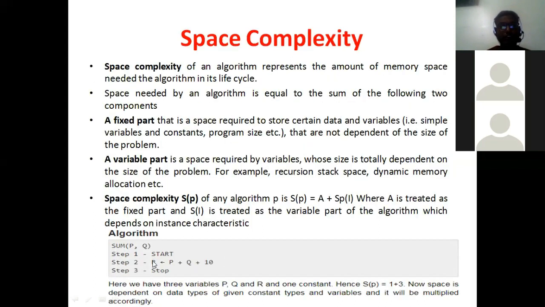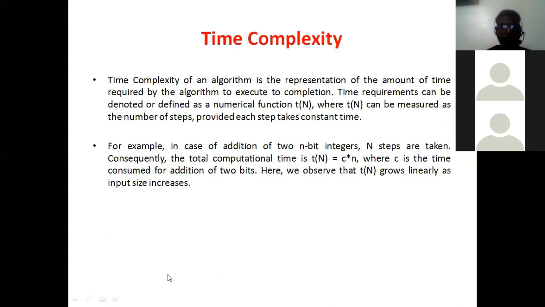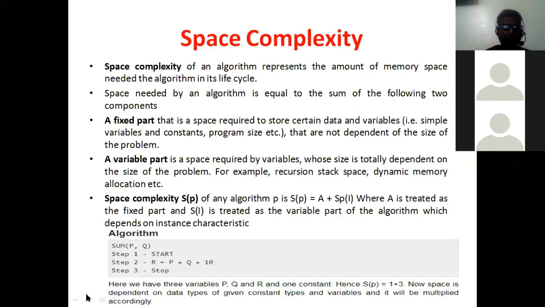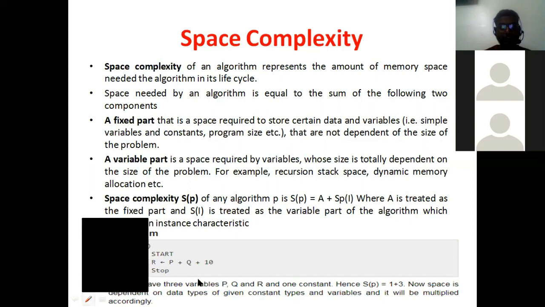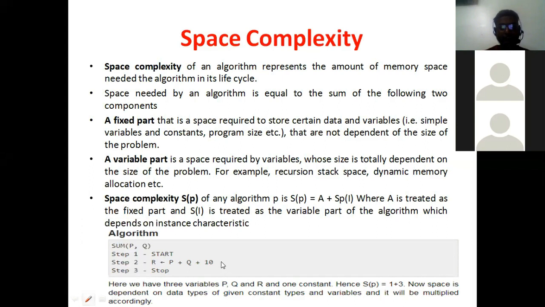Just you can see one simple code is given, that is algorithm sum p comma q ds, step 1 start, step 2 r points to p plus q plus 10, and then stop. One simple example is given here. Just look into that example. Now you can see here. So now we have to start, and after that the instruction is r pointing to p plus q plus 10.